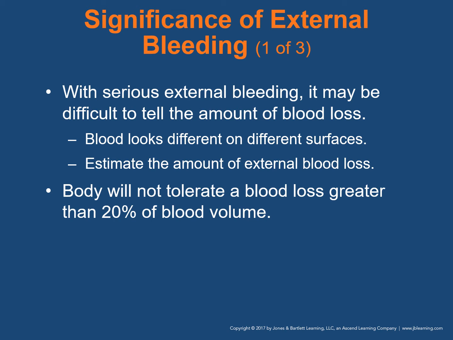The typical adult male has approximately 70 milliliters of blood per kilogram of body weight. So some of blood loss and some of the not tolerating greater than 20% of blood volume is going to be based on the patient's weight. Bigger patients, more blood. So typical adult male has 70 milliliters per kilogram. The typical adult female has 65 milliliters per kilogram.